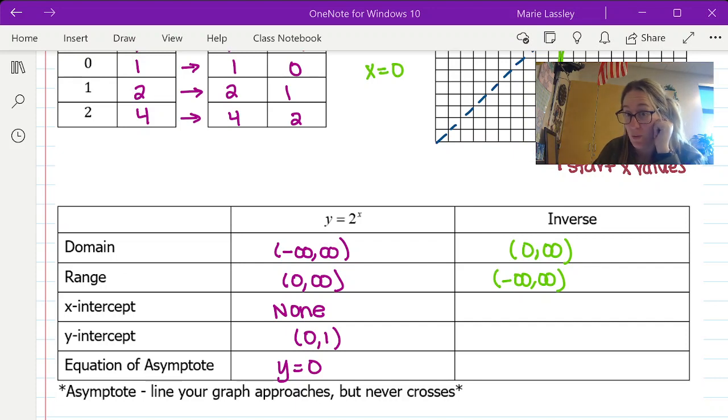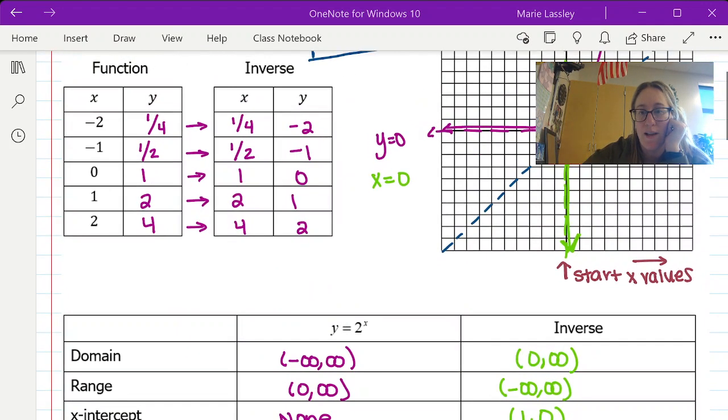All right, so next up, x-intercept versus y-intercept. Again, we're swapping x and y's. If the x-intercept of the original function is none, that means our inverse should have no y-intercept, which makes sense because we have an asymptote on our y-axis. For the y-intercept, if we originally had 0, 1, the inverse just swaps those x and y values, so it's going to be 1, 0. And you can see in our table of values here that we do indeed have the coordinate point 1, 0.